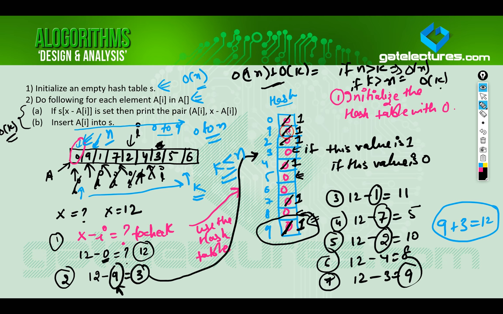Therefore, this is the second approach, which is by using the hash table, which is again a very, very easy approach to solve exactly the same problem. But as you can see, this is a much more efficient solution as compared to every previous solution.